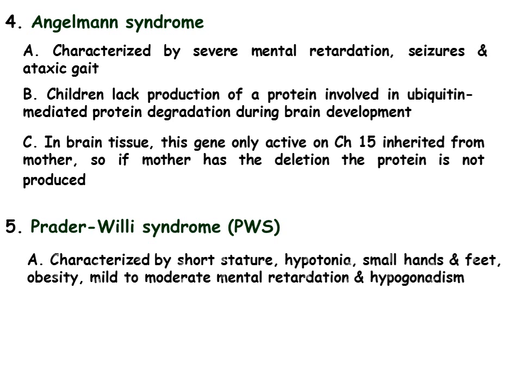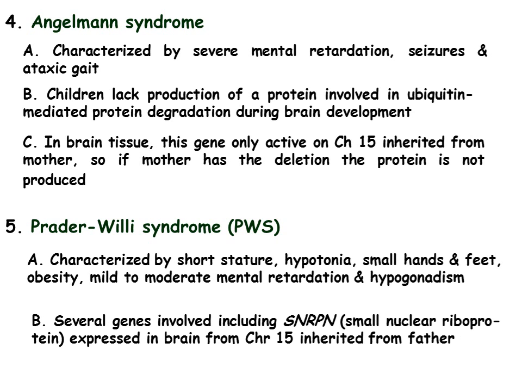On the other hand, Prader-Willi syndrome, they're fairly short, with hypotonia, so small hands and feet, and have a tendency to be obese. They're hungry all the time. And they'll have anywhere from mild to moderate mental retardation and hypogonadism. Again, several genes are involved, but in this case, they're expressed in the brain from the father. So if the father has the deletion, now you have Prader-Willi.